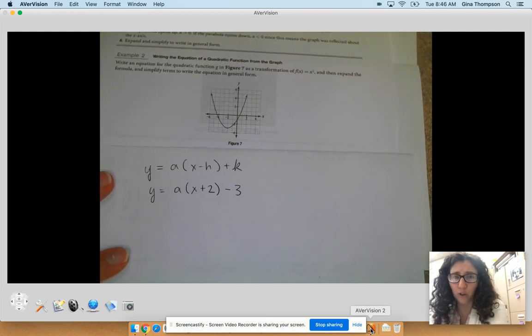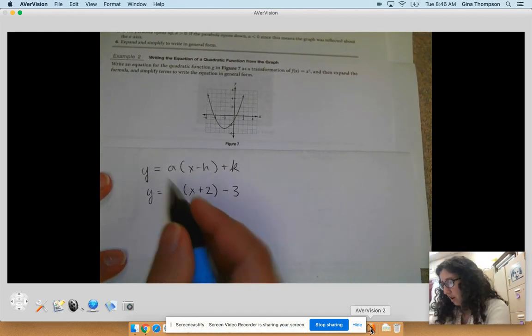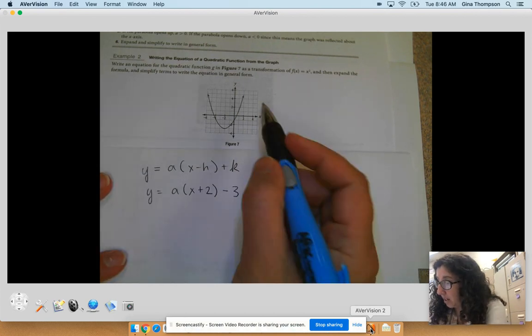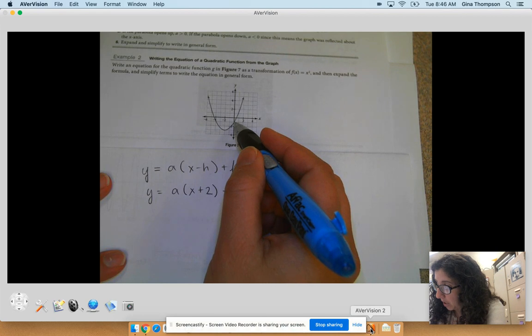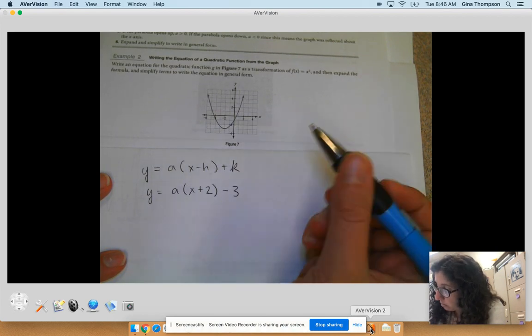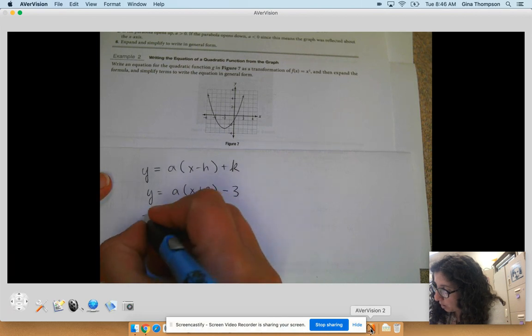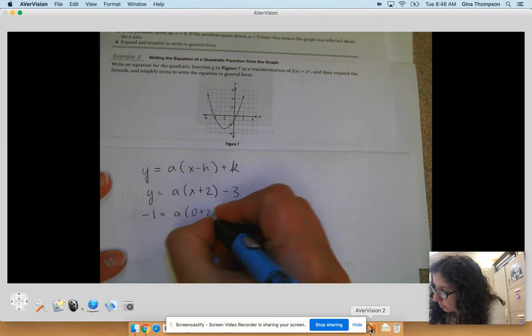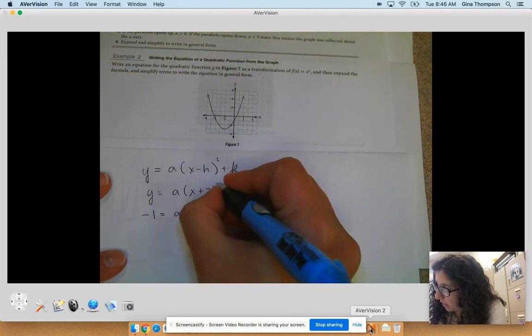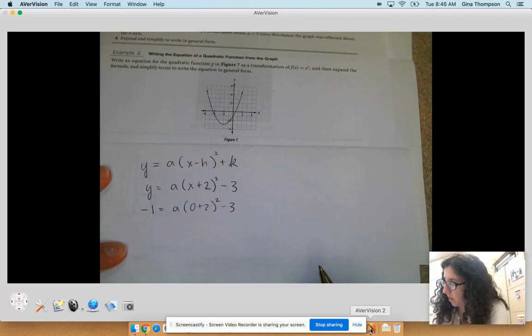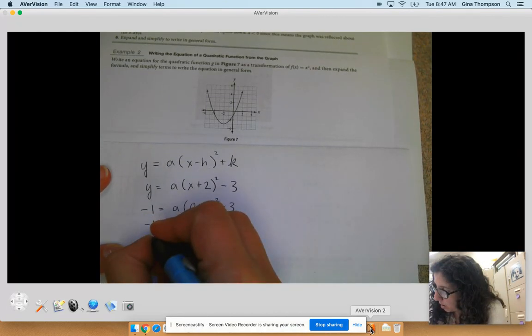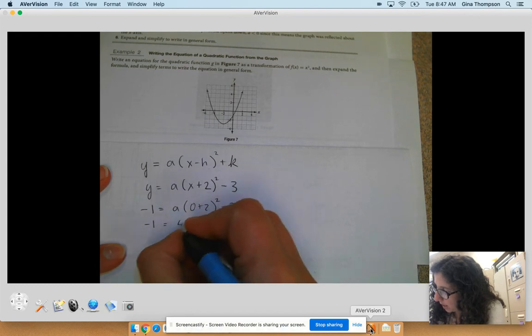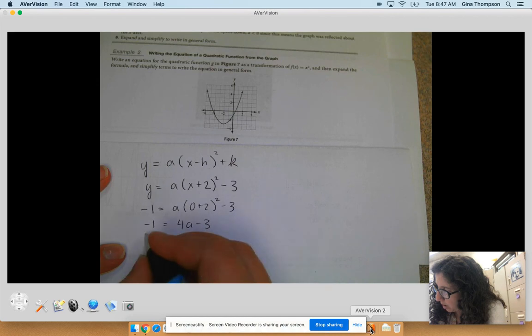How can we figure out what the vertical stretch is, what this a value is? Well, we can just plug in a point on the graph. Let's plug in this point here, 0, negative 1. So our x value is 0 and our y value is negative 1. Oops, sorry, I forgot the important thing. This is a quadratic, it's squared. Okay, so what are we going to get? Negative 1 equals 4a minus 3. So I will add 3 and I'll get 2 equals 4a. So I get 1/2 equals a.